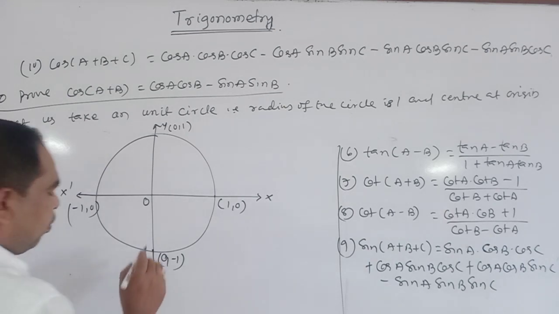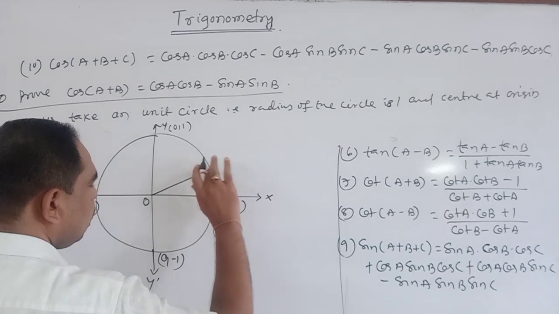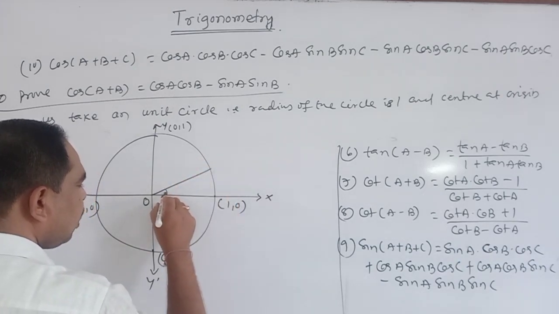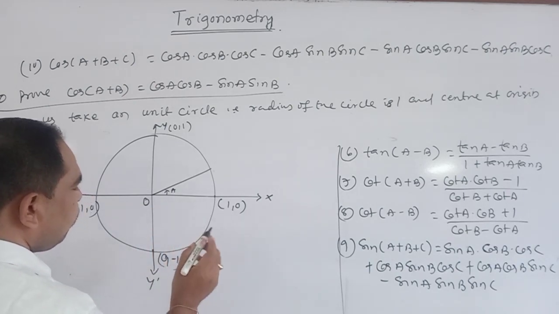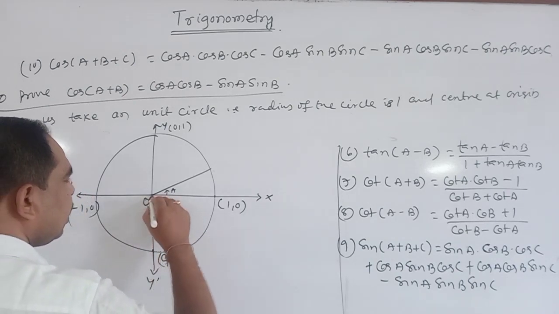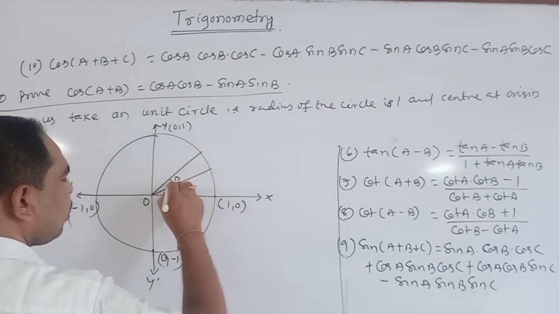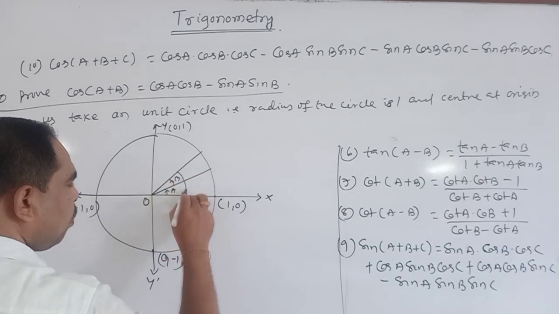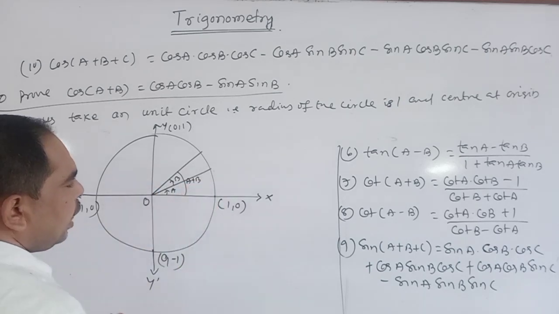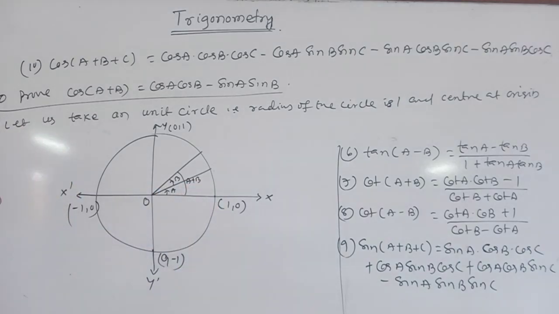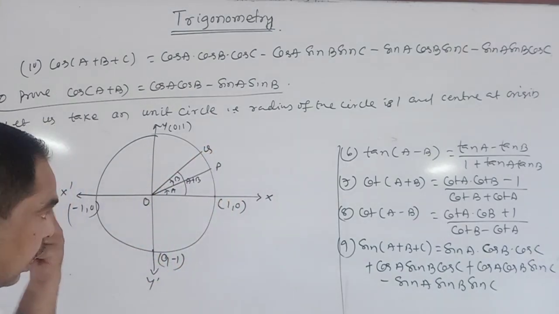Next, suppose this is angle A. Next, this is angle B. So the whole angle is A plus B. Okay, so this is the P point, this is the Q point.